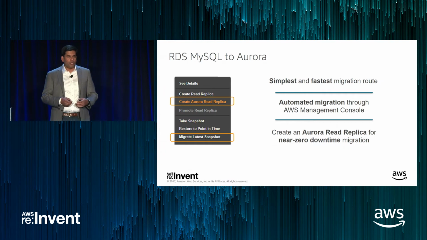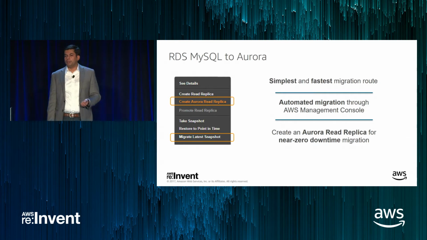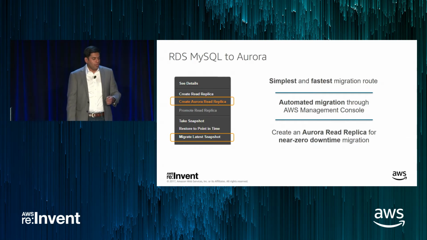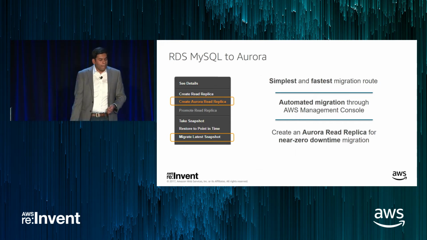RDS Snapshot, of course, is available to you if you're running your database in RDS. And the migration from RDS, if you're using the Snapshot, is very simple. It's a point-and-click operation, and it's also the fastest approach. On the console, you can simply click Migrate My Latest Snapshot and restore that snapshot into an Aurora cluster, and that's it. Your migration gets completed at that point.